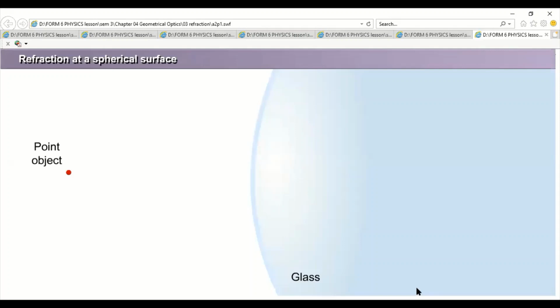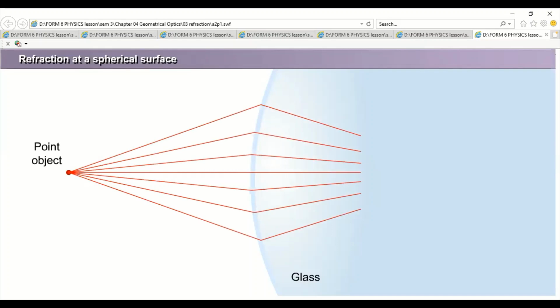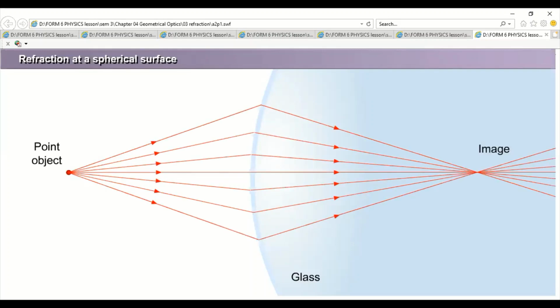Ladies and gentlemen, let's look at a point object with a curved glass surface. When the light ray is incident on the curved surface, the light rays will converge to a point, and we can say that this will be the focus or the focal point.